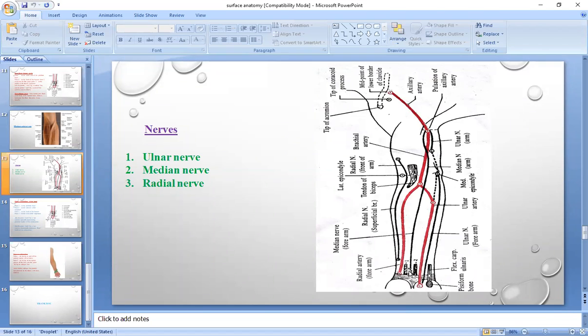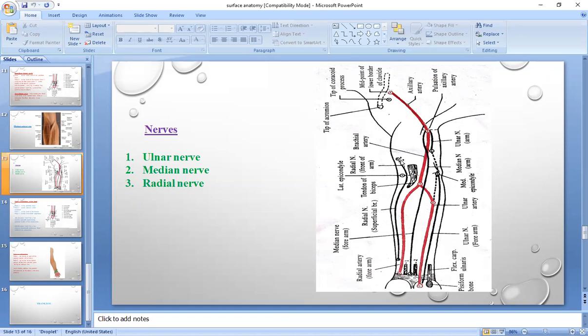What are those two tendons? Just now we have identified: medially palmaris longus, laterally flexor carpi radialis. In between we can find the median nerve in a groove. Clear? If you join all these points, you will get the course of the median nerve. Then the radial nerve. See, the radial nerve course I have shown here in the front aspect only.